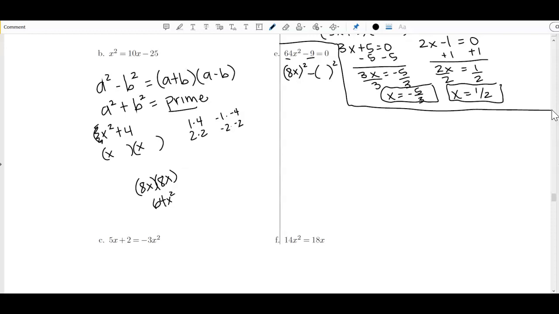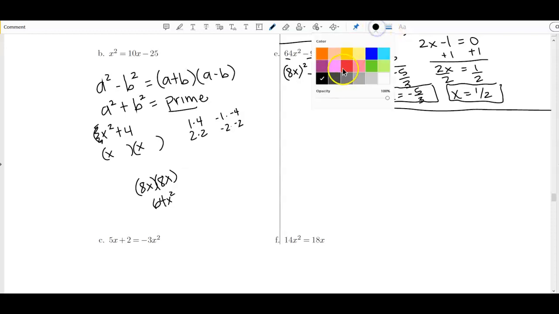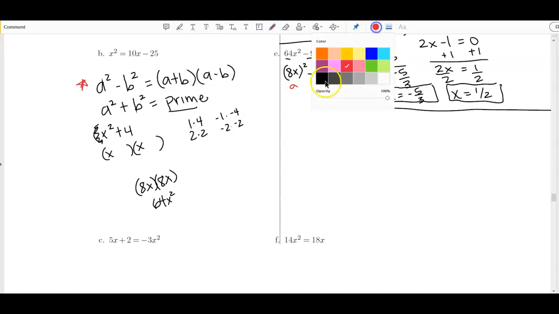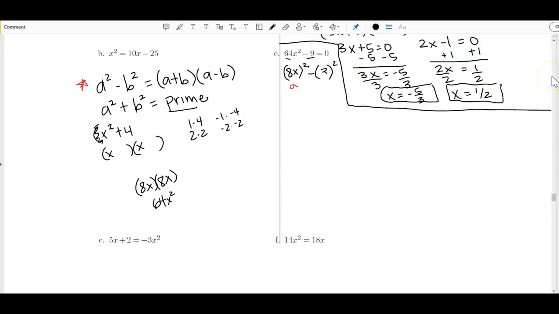But I need to write it like this so I know that that 8x is my a. And then on my second parenthesis, I'm thinking what times what gives me 9? Well, that will be 3. And so that's going to be my b.